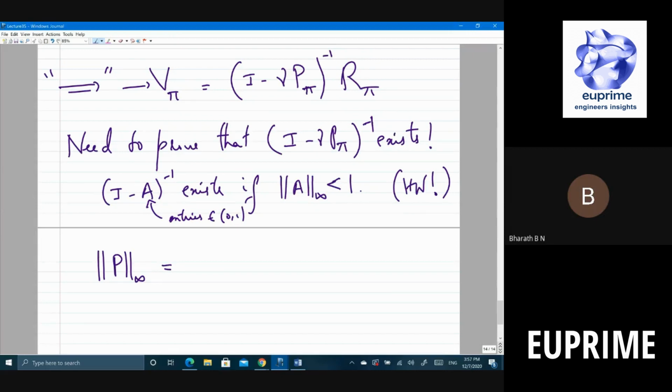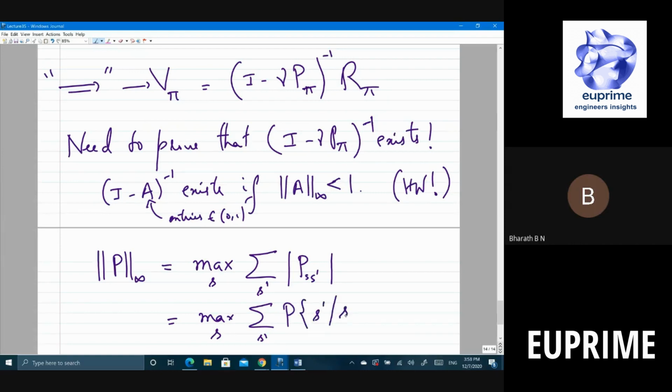what is the infinity sup norm? It is the maximum of the row sum. Yeah, it's the maximum of the row sum. Max over all s, the row sum, let's call it s', of the (s, s') entry. Absolute value is not required, but I'll keep it. So this is nothing but max over all s, summation over all s', probability of s' given s, comma pi of s, right?